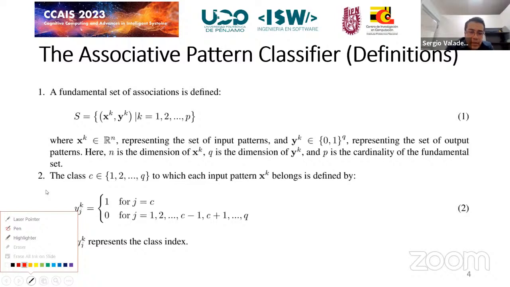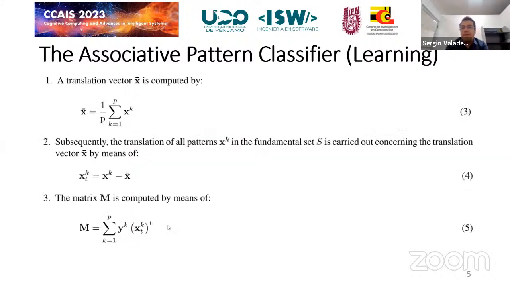The class, in 1, 2, 3, up to Q, to which each input pattern X belongs is defined by equation number 2, where Y subscript J represents the class index. The first phase is the learning phase, where a translation vector is calculated. Subsequently, the translation of all patterns X in the fundamental set is carried out by equation number 4, which is a difference between two vectors. The matrix M is computed by equation 5, where it's a dot product.